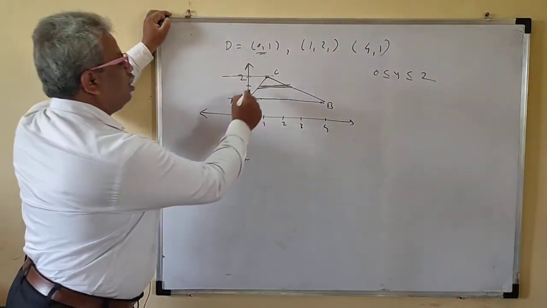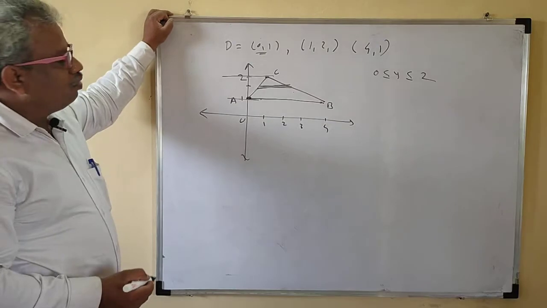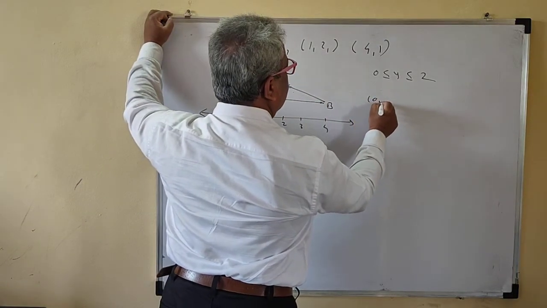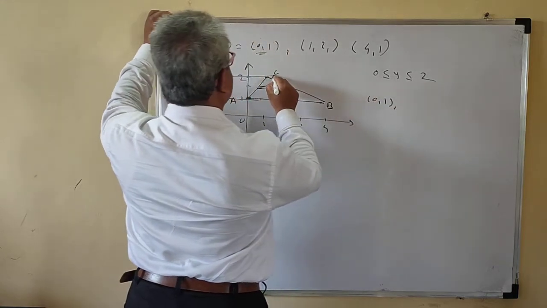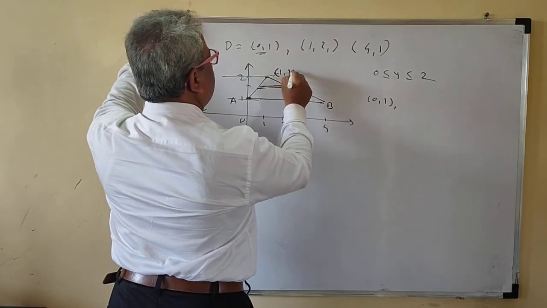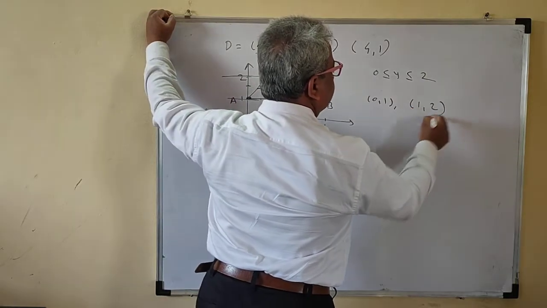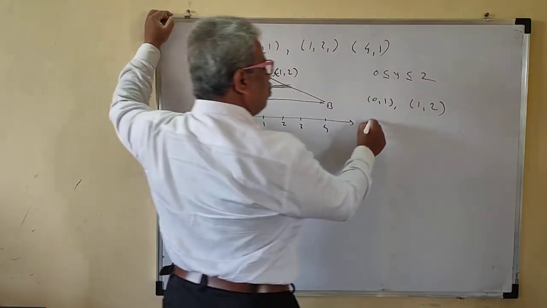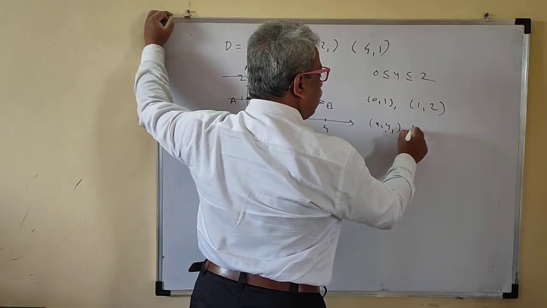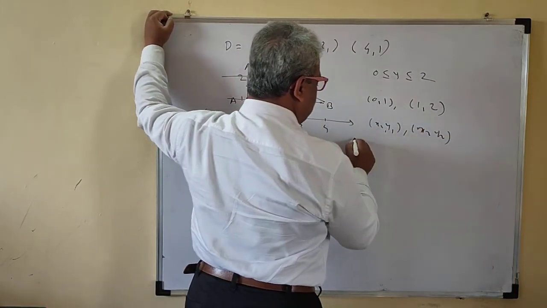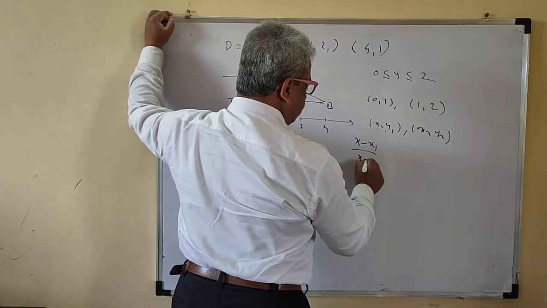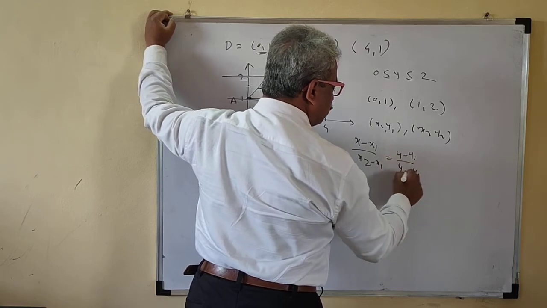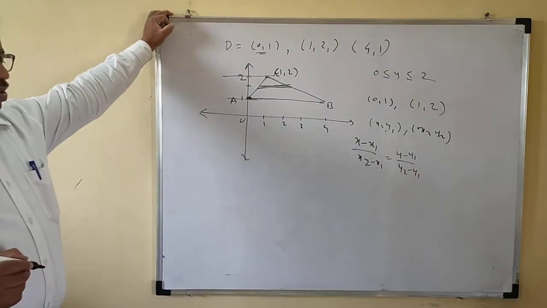Now we have to find x from this line and x from this line, so you have to find the equation of the line. The equation of the line passing through (0, 1) and (1, 2). You know that the equation of the line passing through (x1, y1) and (x2, y2) is (x minus x1) upon (x2 minus x1) equals (y minus y1) upon (y2 minus y1). This is the two-point form.